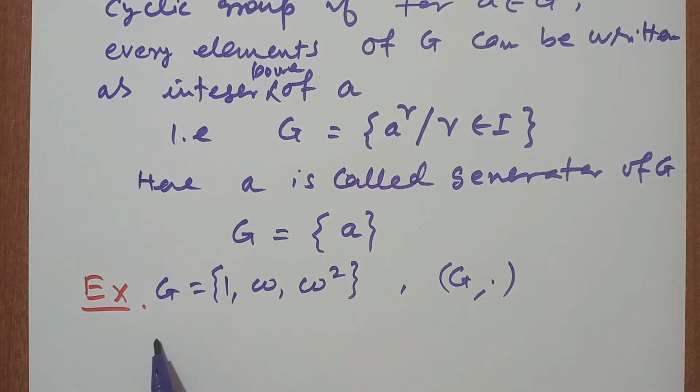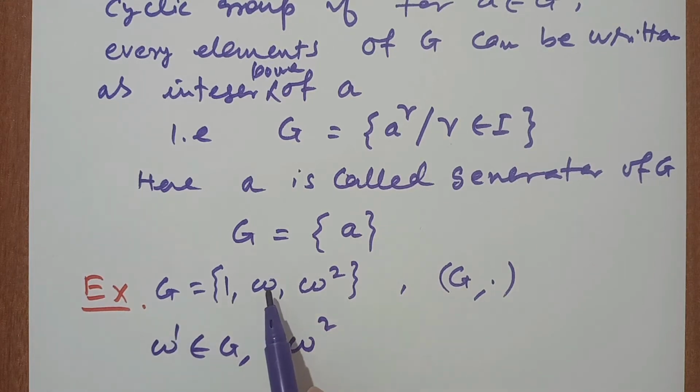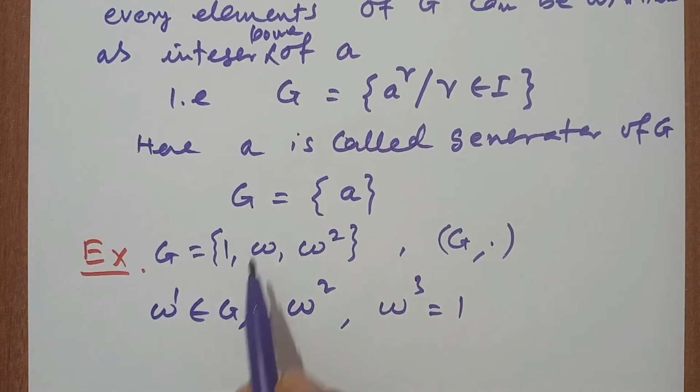But if we take ω belongs to G, then ω to the power 1 is ω, ω to the power 2 is ω², and ω to the power 3 is 1. So here we see all the elements of G can be written as powers of ω. Okay, it means ω is a generator of G.